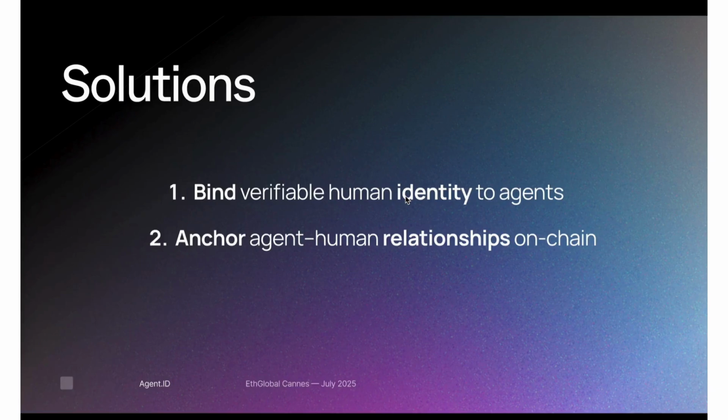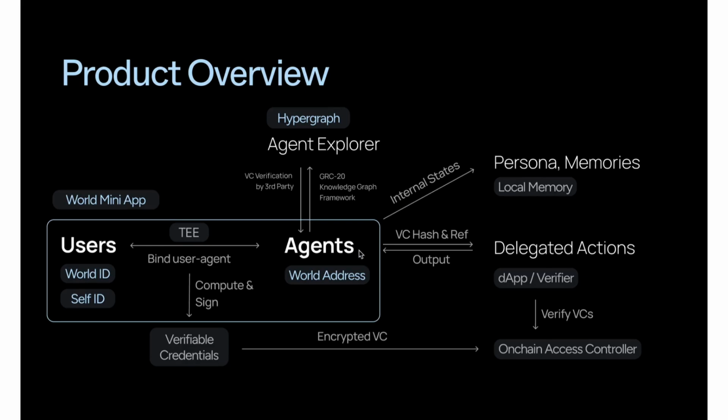And that is why we are building AgentID, a solution to link verifiable human identity to the agent and anchor that relationship on-chain. We built it as a World mini app. Here, users can link their World ID and Self ID to an agent's on-chain address and generate a verifiable credential.